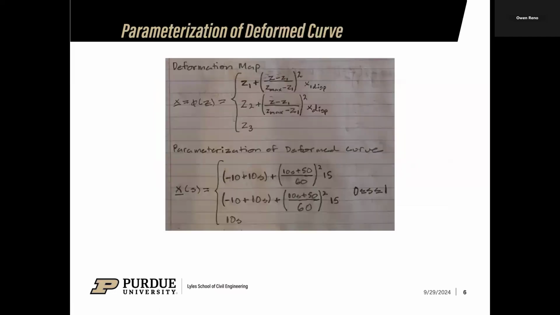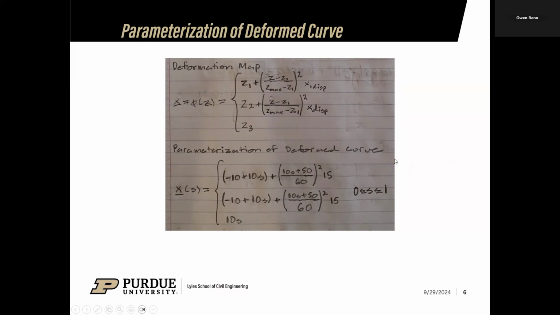Then moving on, for the deformed curve, we can look at how we parameterize it with the deformation map. Because this deformation map includes that z vector at the beginning, I inputted from the previous parameterization of the curve the -10 plus 10s, -10 plus 10s, and 10s for the z1, z2, and z3 coordinates. And then also there's a z coordinate intermixed here. So this is also going to become 10s and 10s.